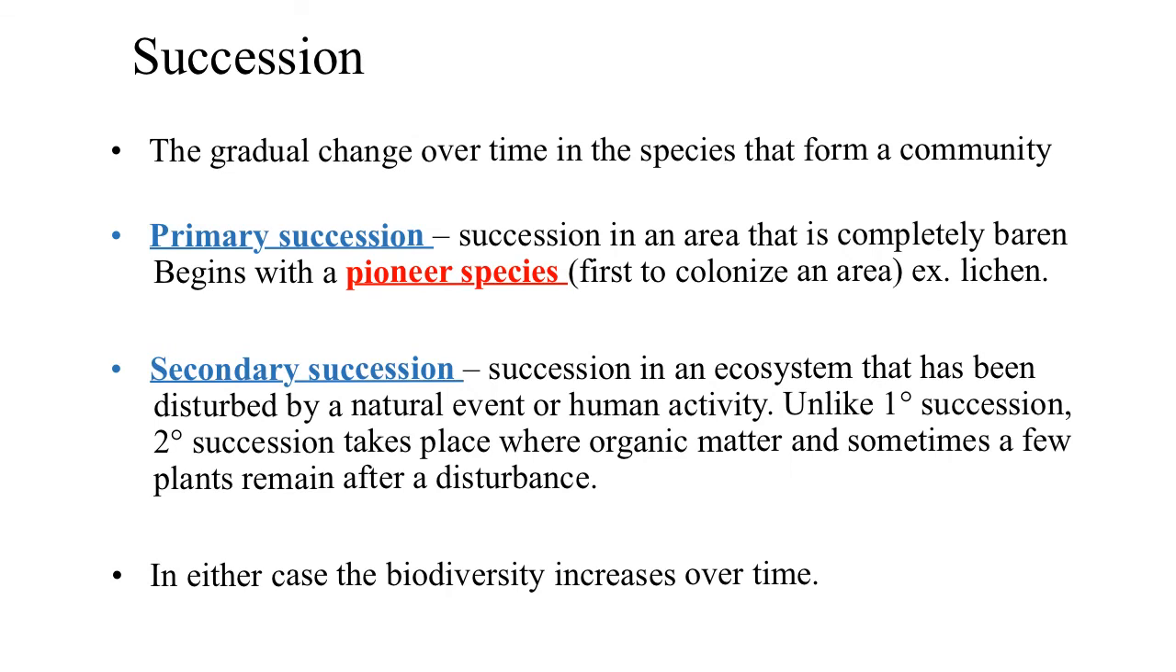So primary succession is in a place that is completely barren. Imagine just rocks, no soil, no shade, nothing, and it begins with a pioneer species. Secondary succession, however, is when there has previously been an ecosystem in an area. So things used to live there, but then something happened. The ecosystem was disturbed, either through a natural event or a human activity.